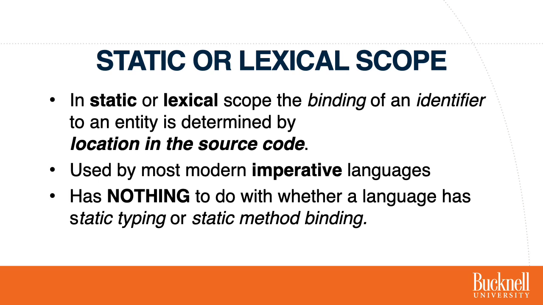In static, also known as lexical scoping, the binding of an identifier to an entity is determined by the location of the identifier in the source code. Static scoping is used by most modern imperative languages, and static scoping has nothing to do with whether a language has static typing or static method binding. These are independent design decisions for a language. A language could have static scoping, but dynamic typing and dynamic method binding.